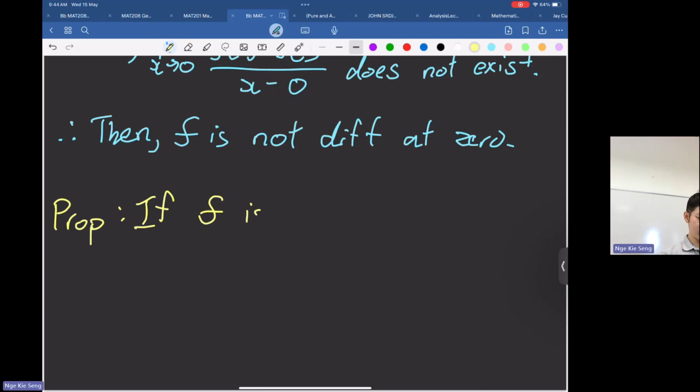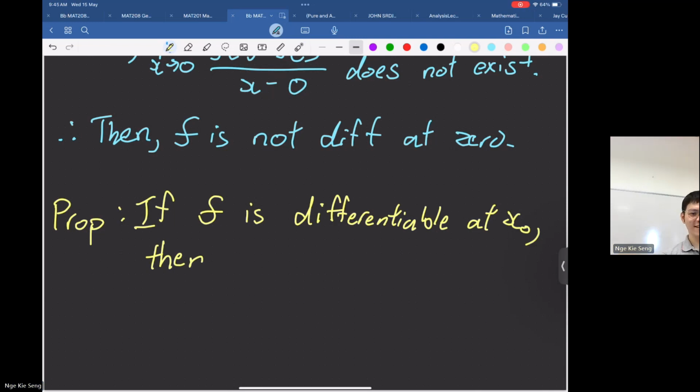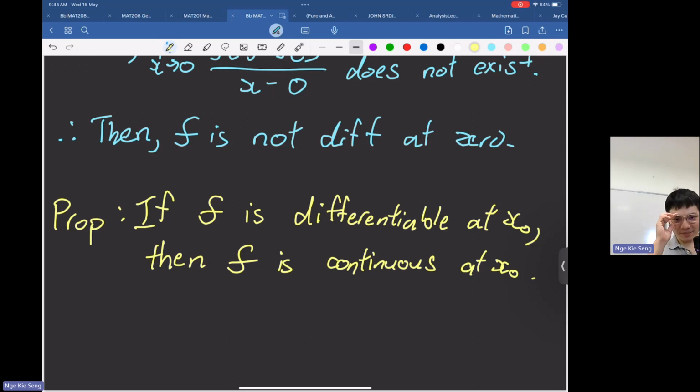If f is differentiable at x, then f is continuous at x. Hey, I remember I made you guys prove this in Calculus 2. You forgot? That time we proved a multi-variable one, using the tangent plane thingy. I think I remember. Okay.